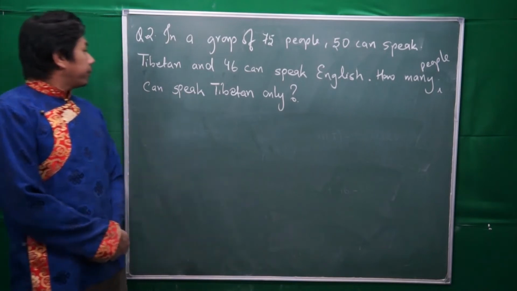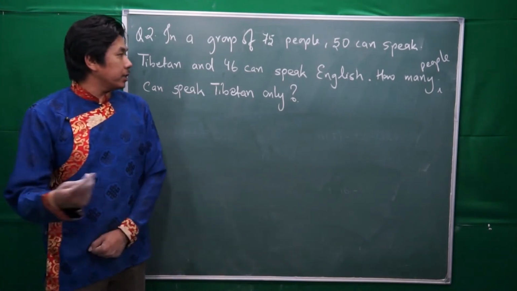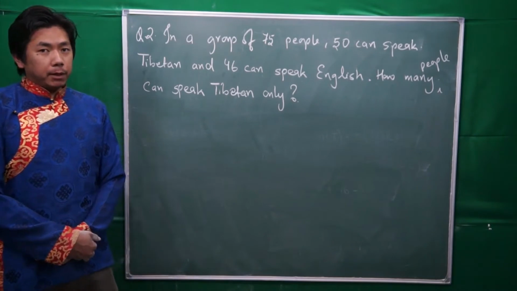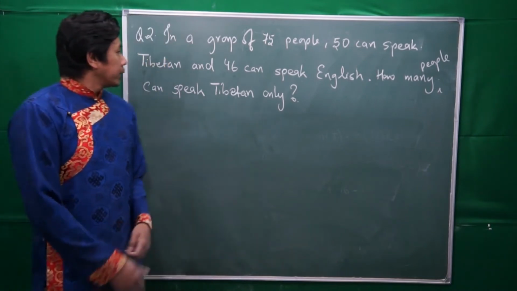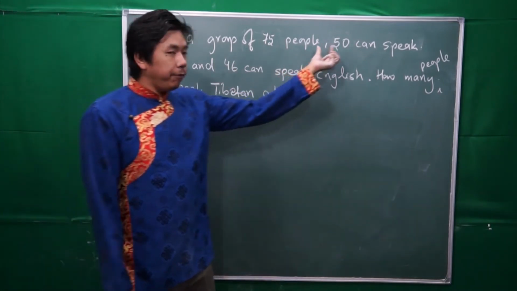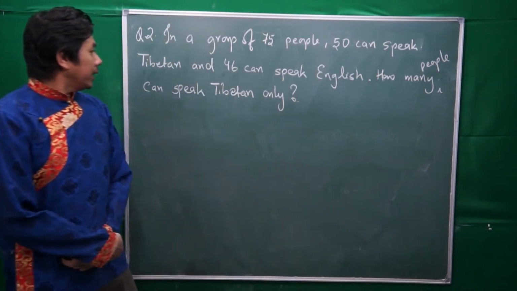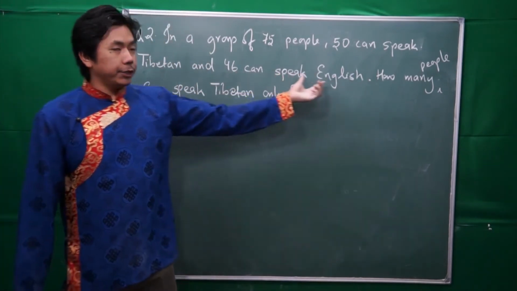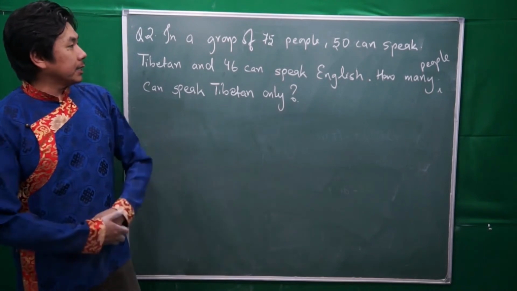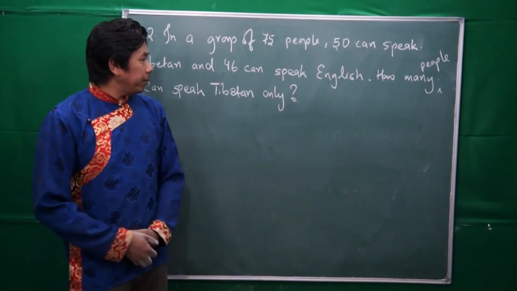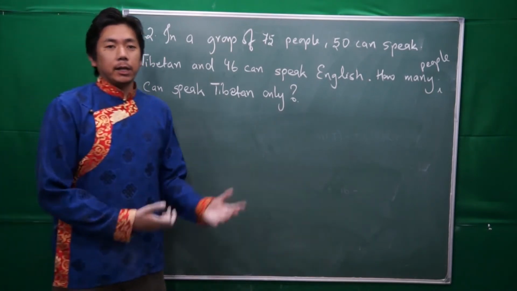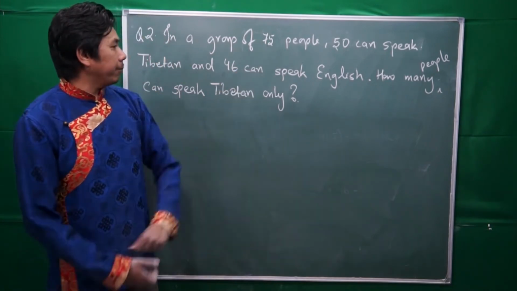All right. So from here again, you can see there are two sets of people. The first set of people are those that speak Tibetan. So how many people are speaking Tibetan? 50 people. Similarly, there is a set of people who can speak English. How many? 46. All right. And the total number of people that speak either Tibetan or English or both of them is 75 people.